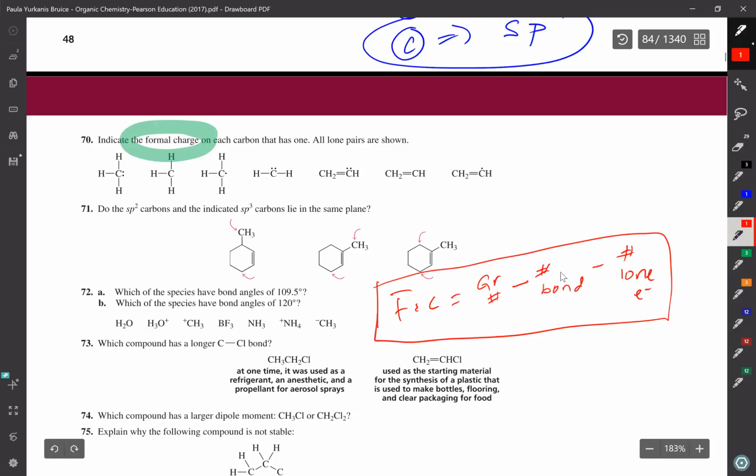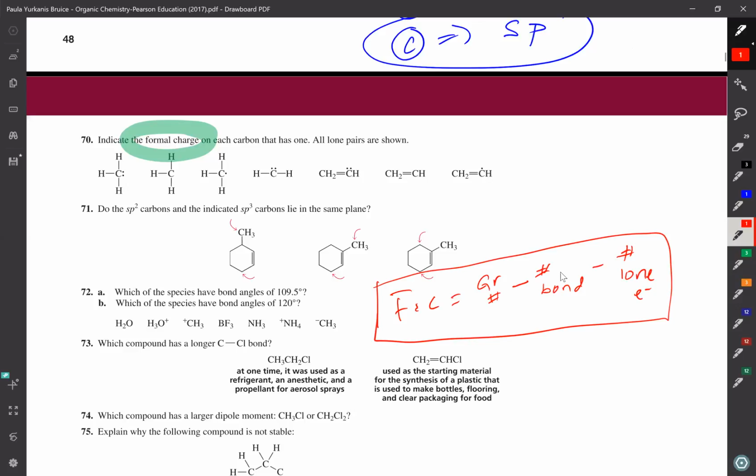So group number minus number of bonds minus lone electrons. No, not lone pair, because when you talk of a pair, you're already talking about two. Okay. Does that make sense? Yes. Lone electron, not lone pair.